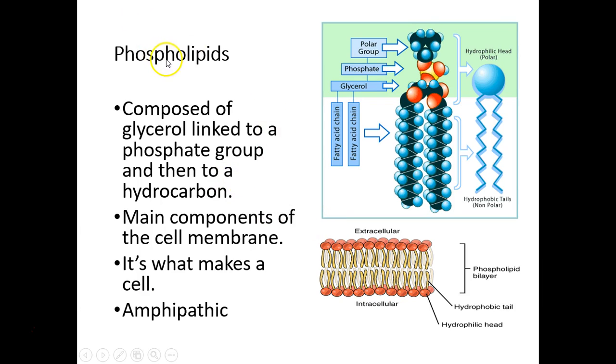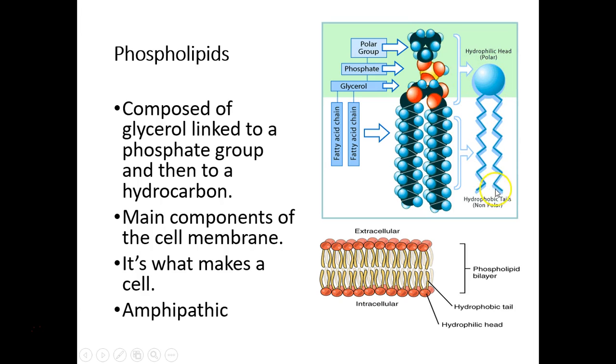Then you have phospholipids. Phospholipids are what make up the cell membrane. A cell would not be a cell without the cell membrane. So cell membranes are made up of phospholipids. They're composed of glycerol linked to a phosphate group and then to a hydrocarbon, which are the fatty acid tails. All right. So here you have your polar group, which is your phosphate. This part of the phospholipid loves water.